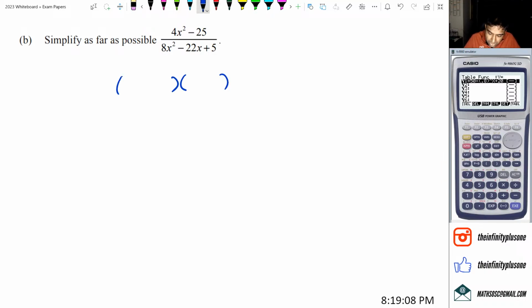4x squared minus 25. Looking at that, we can straight away see that those are square numbers. So we can straight away do this: 2x minus 5, 2x plus 5. I think it's the sum and difference of squares. I can't remember the exact name. Anyway, it's basically that thing: you can factorize, but the signs get swapped over.